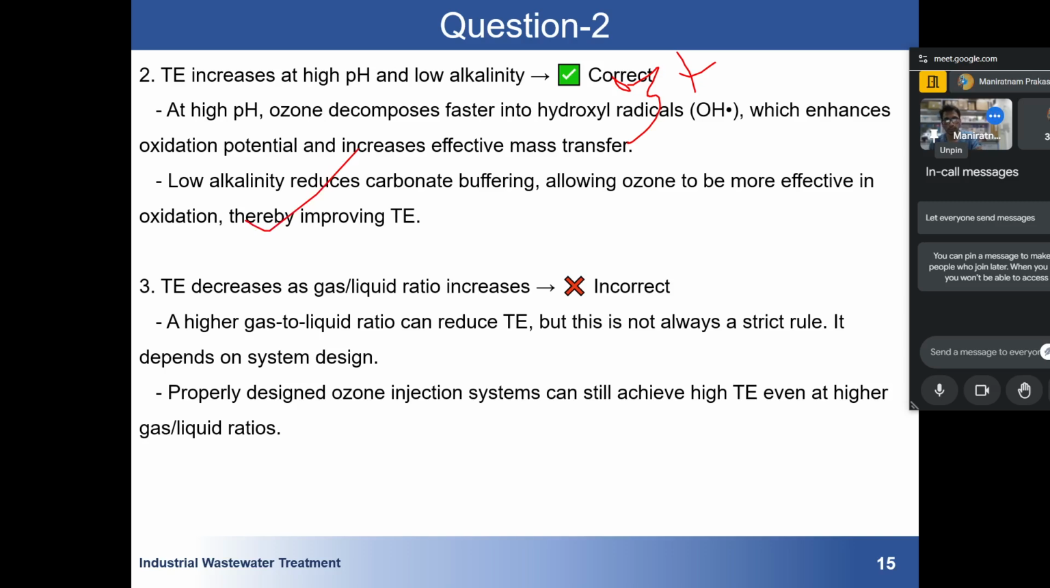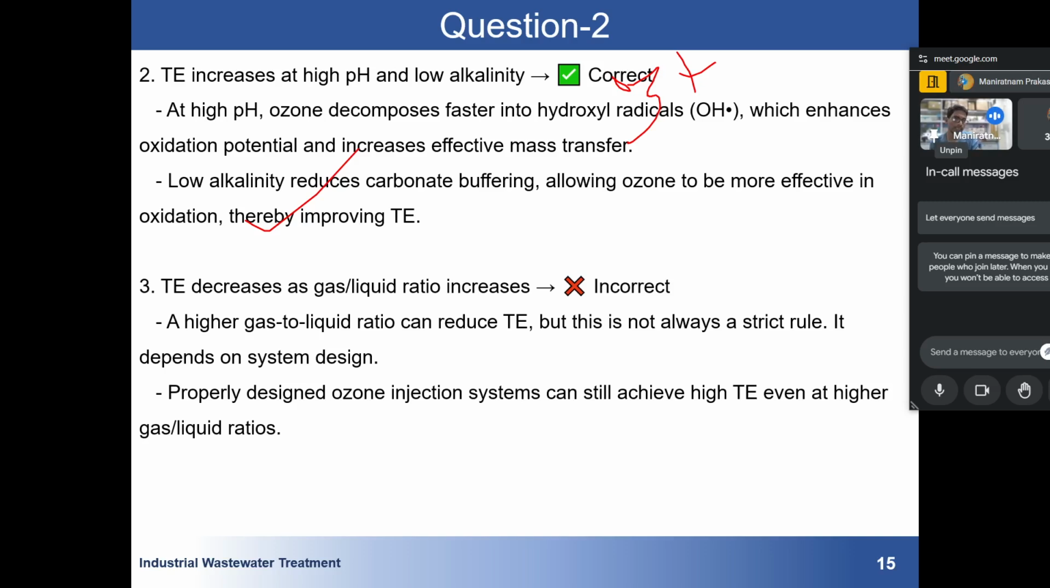Next option: decreases as the gas to liquid ratio decreases. A higher ratio may reduce TE, but this is not always true. It depends on the system design. This is controversial, it's not completely true that if we decrease the gas to liquid ratio, then TE changes, so we have to see other factors.